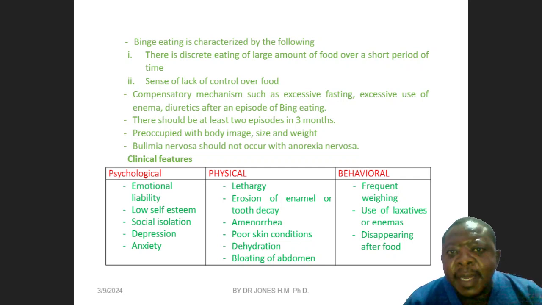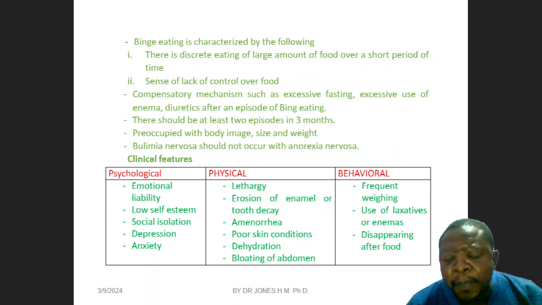Compensatory mechanisms such as excessive fasting, excessive use of enemas, and diuretics after an episode of binge eating are seen in patients with bulimia nervosa. There should be at least two episodes in 3 months for us to come up with the final diagnosis that an individual is probably suffering from bulimia nervosa. The patient can also be preoccupied with body image, size, and weight. All these point to an eating disorder, and in this case, bulimia nervosa.